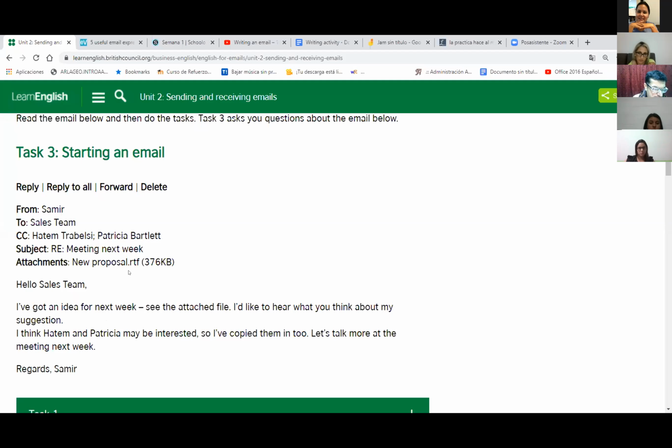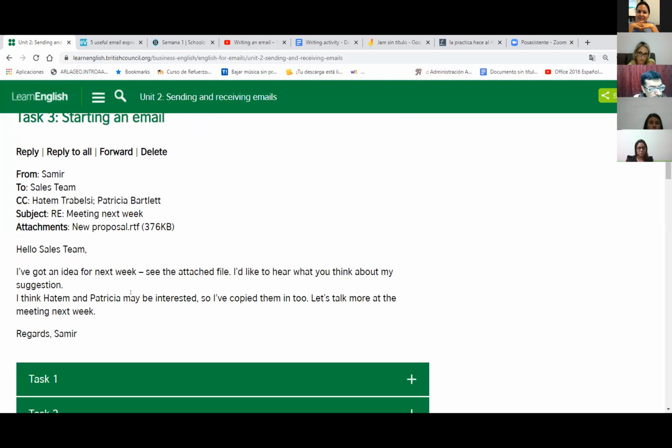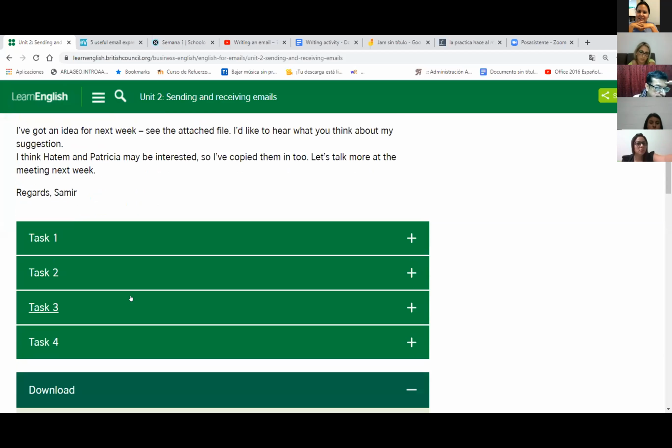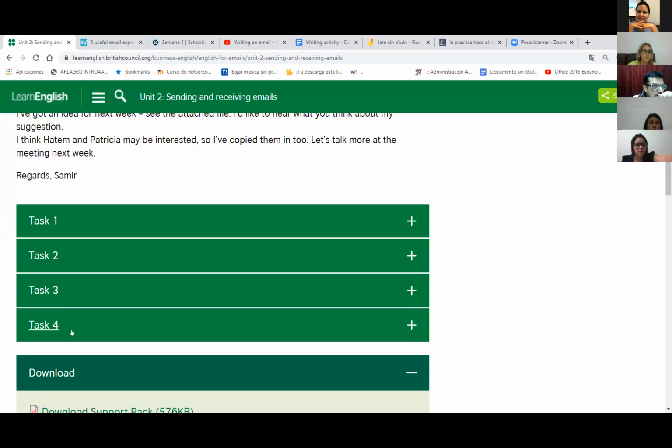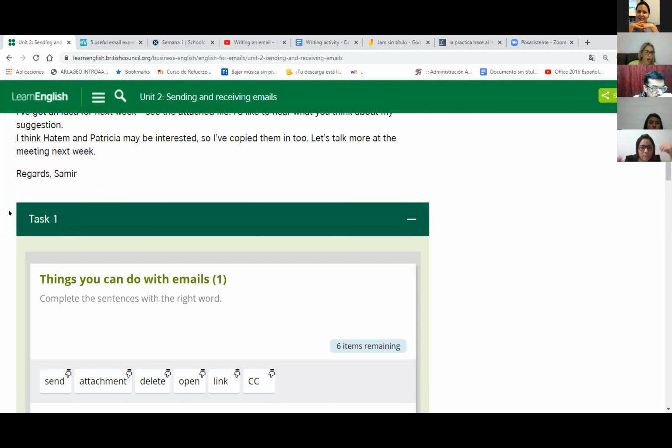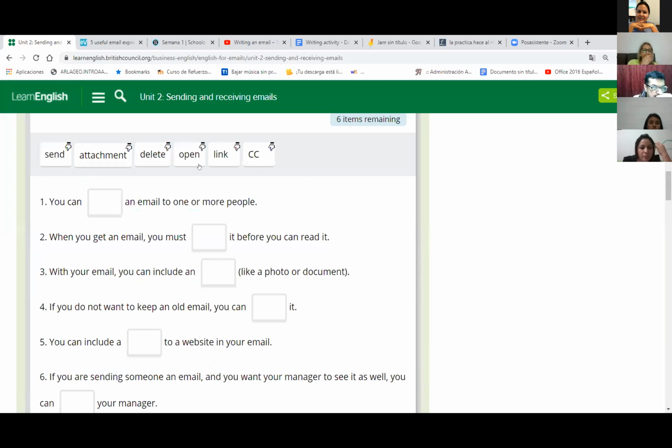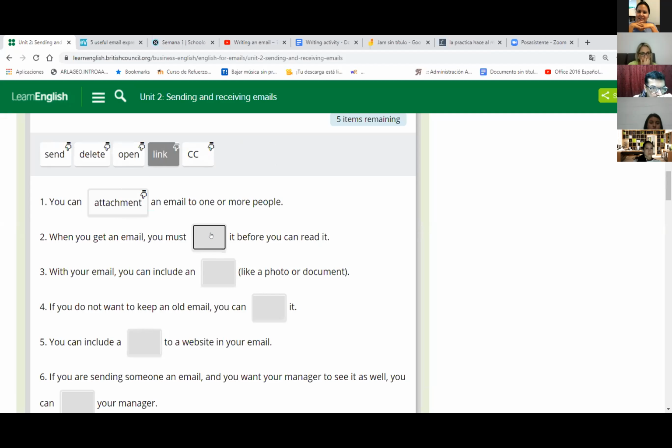Okay, so this is an example of an email. Look, what do you have to do? Complete the different tasks that we have here. Task number one, you have some words over here. You have to choose the correct word and put it in the correct sentence, okay?